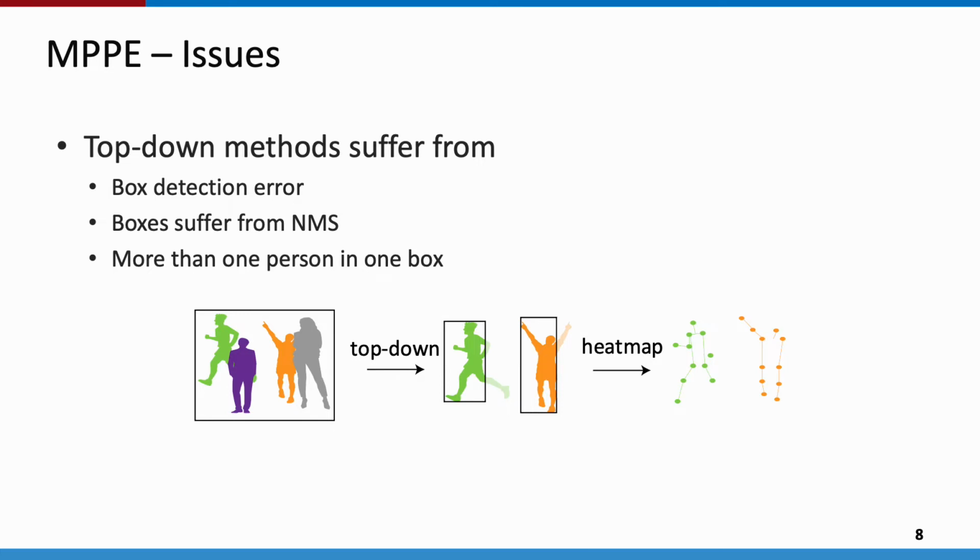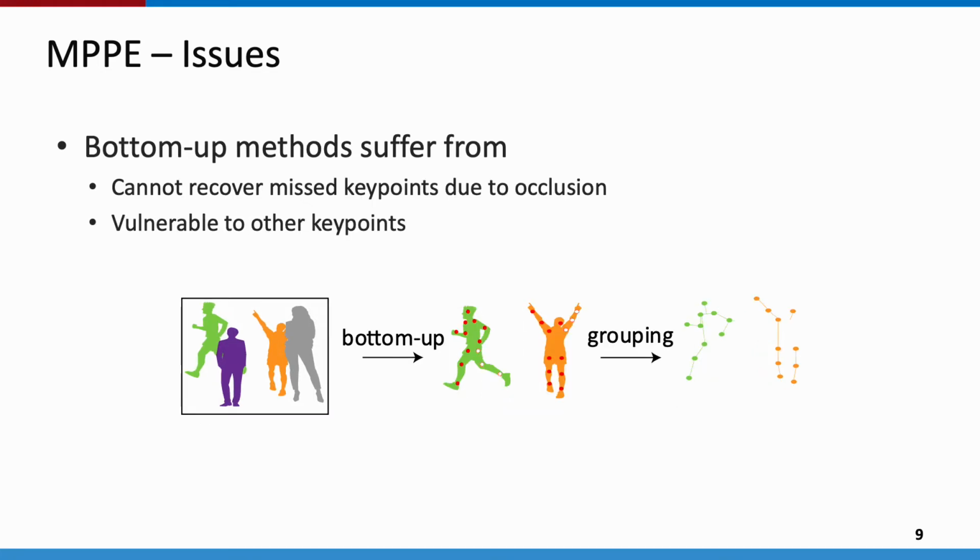The above methods have some drawbacks. For top-down methods, they cannot deal with crowded scenes. Boxes will be suppressed by NMS, thus leading to missed person detection. Moreover, there will be more than one person in a box, which does not meet the assumption of top-down methods.